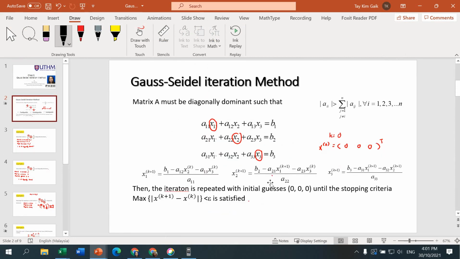With the Gauss-Seidel iterative method, make sure A is diagonally dominant, so the magnitude of the diagonal entry must be greater than the summation of the magnitudes of the other two entries in the same row. After you arrange it to be diagonally dominant, get back the x1, x2, x3 formulas, with k plus 1 the new value. Start with the initial guess, until the maximum of the magnitude of x(k+1) minus x(k) is less than epsilon.